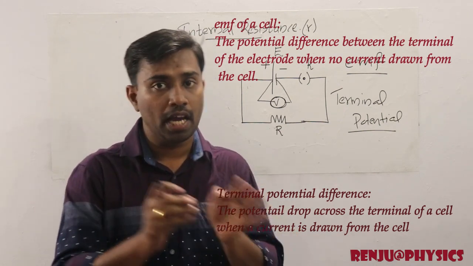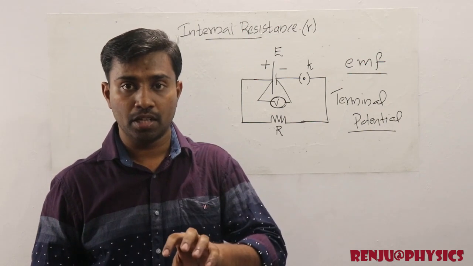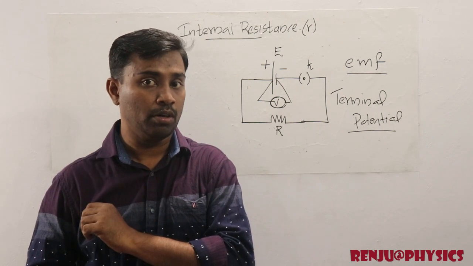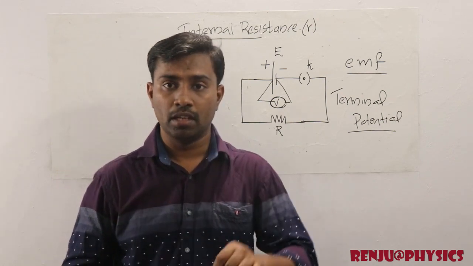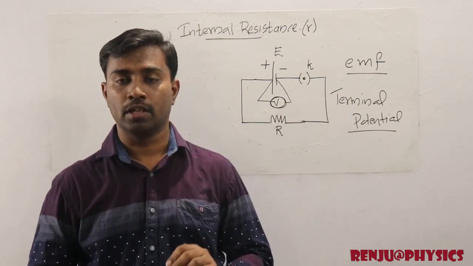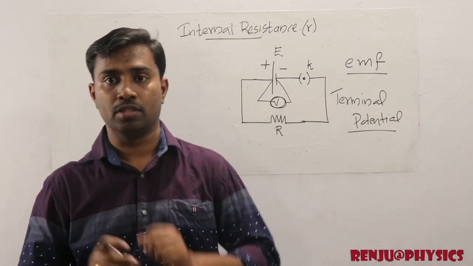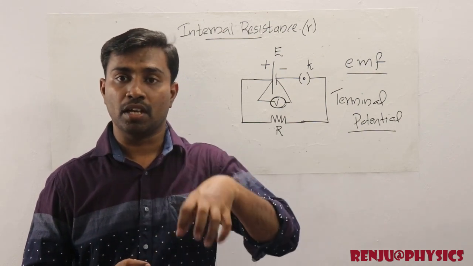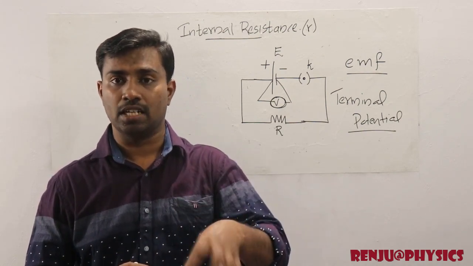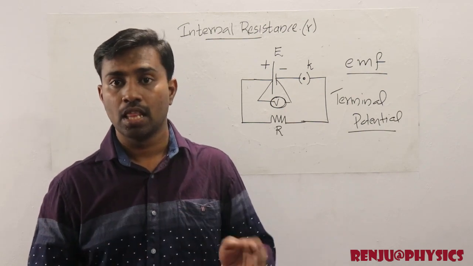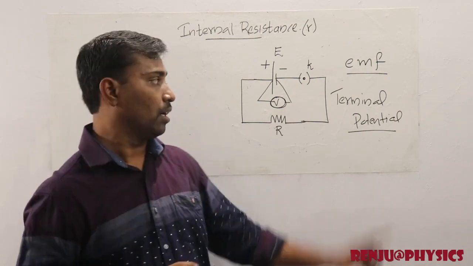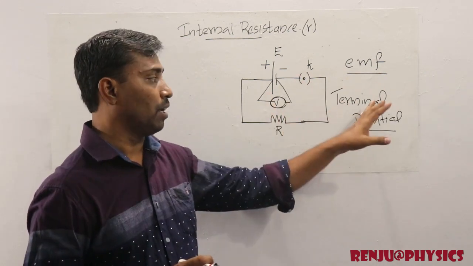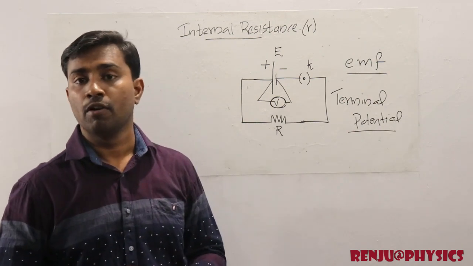So, EMF and terminal potential. The terminal potential is less than the EMF when a current is drawn through the circuit. That means in a closed circuit, suppose the battery is discharging, the terminal potential is less than the EMF of the cell. Here in this case the battery is discharging, so the terminal potential is less than the EMF of the cell.